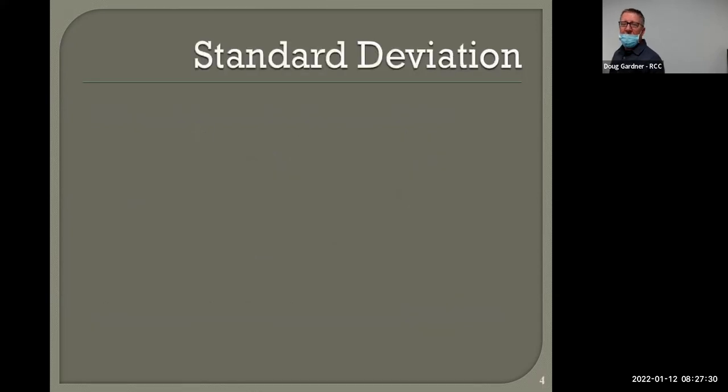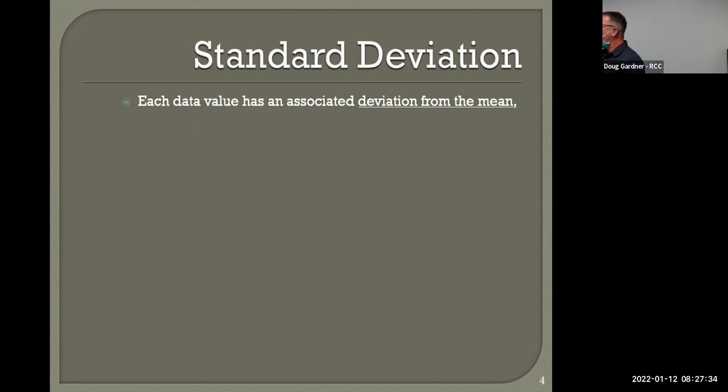But here's what standard deviation is. And this isn't going to be how we calculate this, but this is the concept behind it. So each value has an associated deviation from the mean. Now that's a complicated statement, but it's very important to me that you understand it. In other words, how far is each house away from the mean?